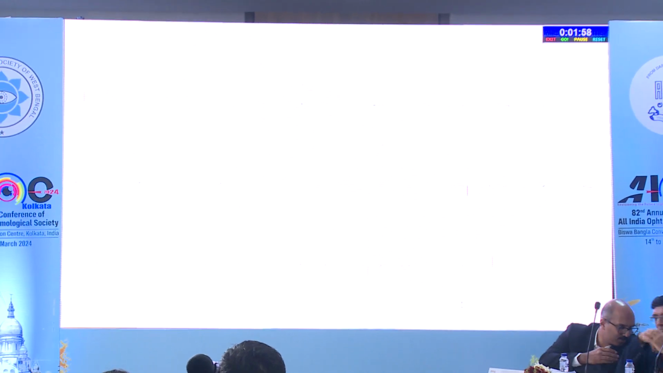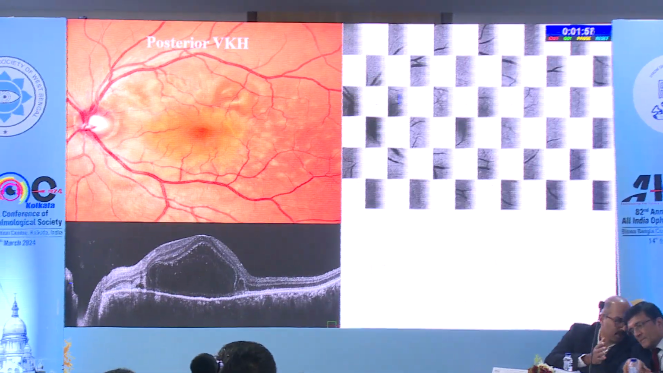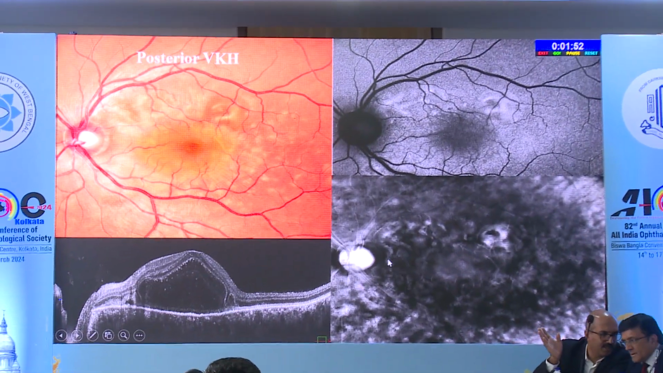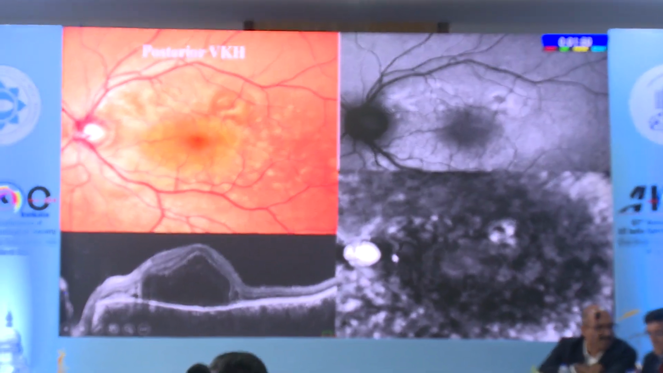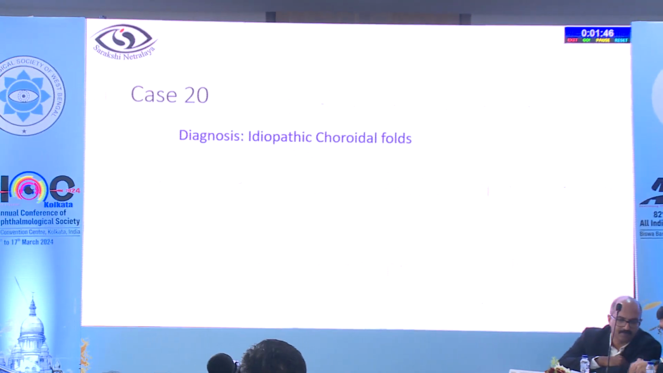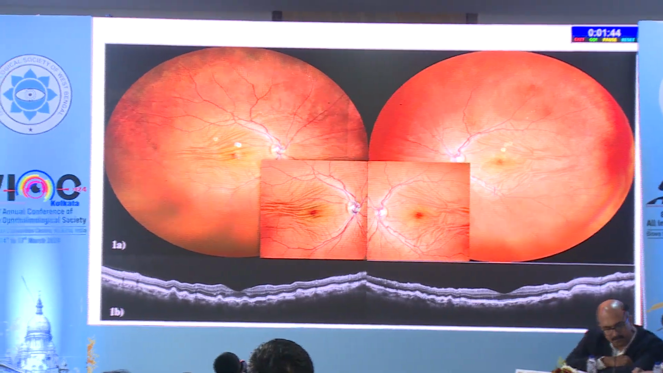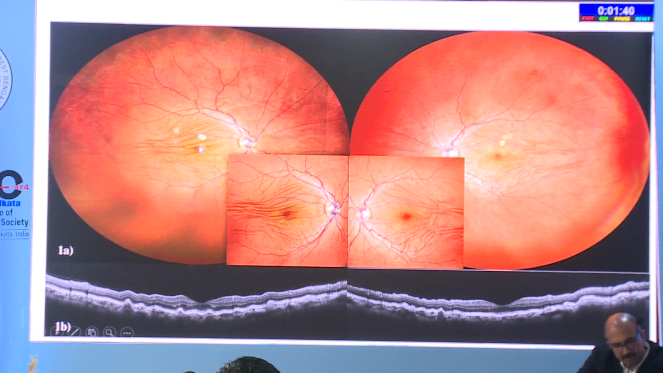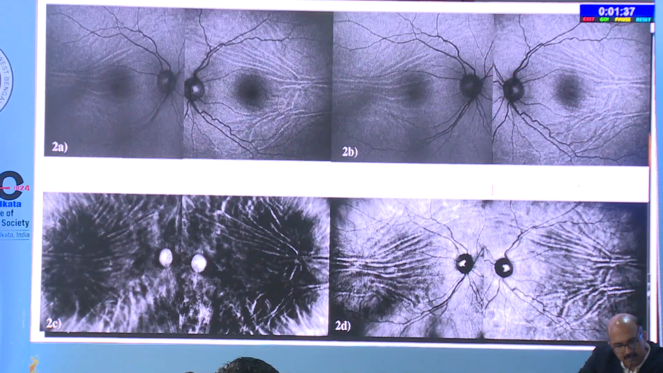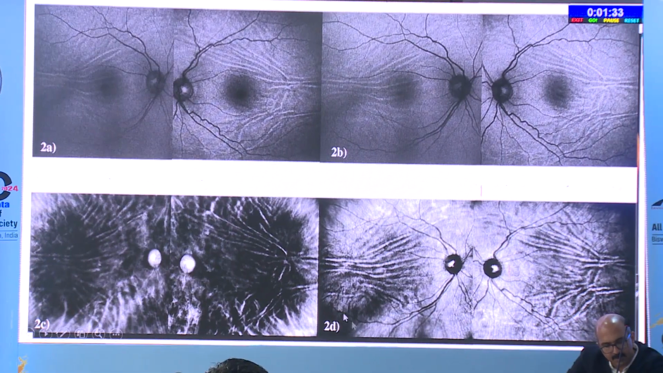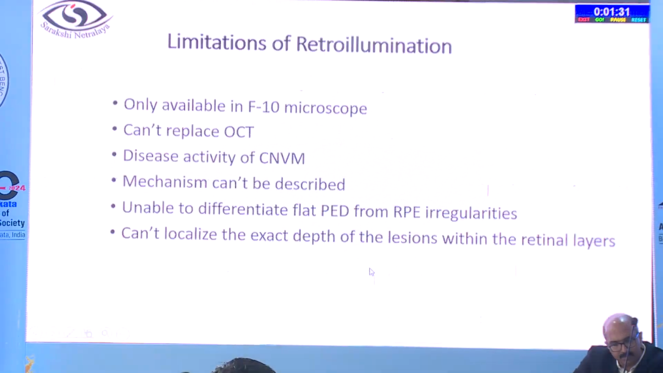Another case of posterior VKH, in which you can see on the retro mode the RPE is totally unhealthy, while in case of CSR, RPE is usually healthy. So this is a case of idiopathic choroidal folds. On the color photo, you could see the band-like prominences over the posterior pole, over the macular area. But in the retro mode, you could see the ribbon bands which are more prominent and more clearly observed.